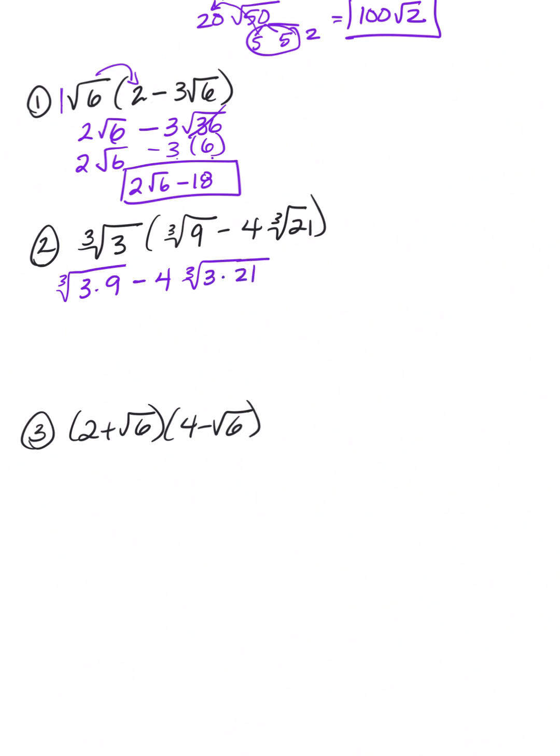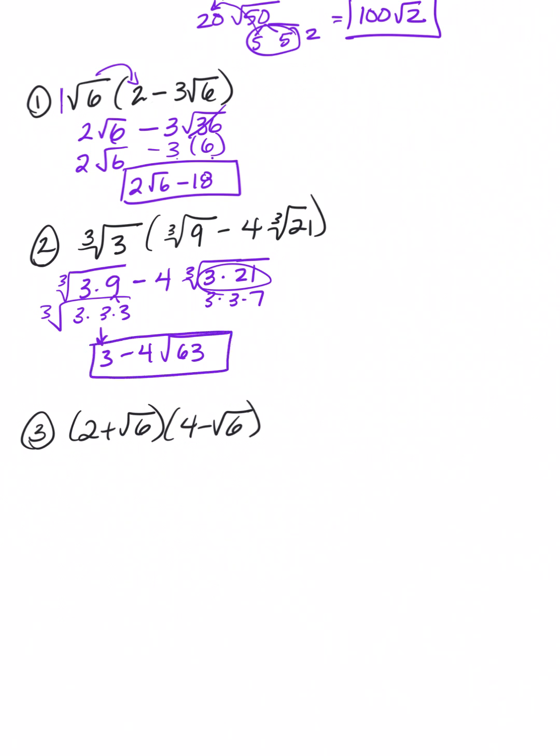Now I look to see, can I clean this up? Well, this could be written as 3 times 3 times 3, right? Which means I can take out a 3. This is 3 times 3 times 7. Well, there's no triples under here, so it has to stay whatever this product is. So it's going to be minus 4 cube roots of 3 times 21, which is 63. And there's my answer. That's where I leave it.